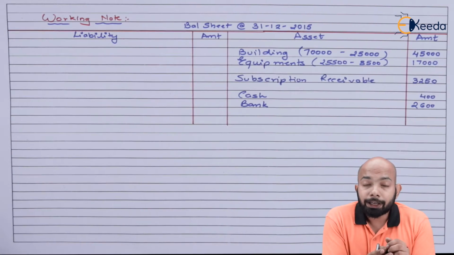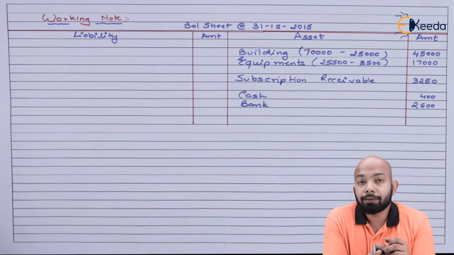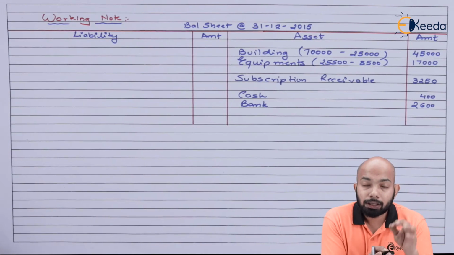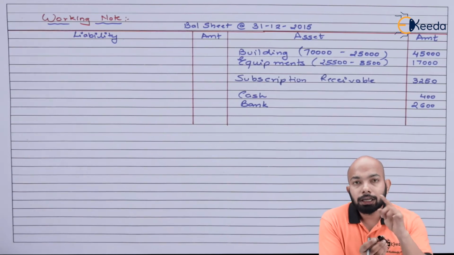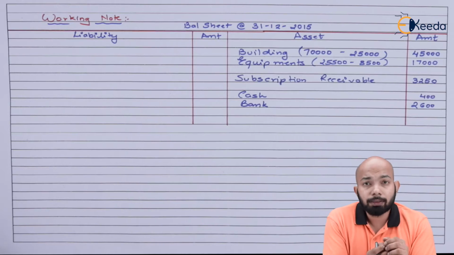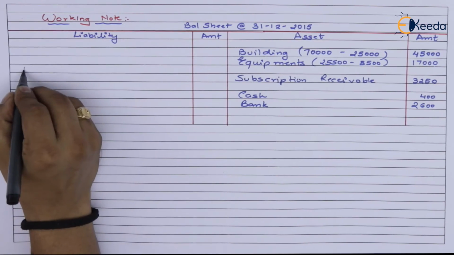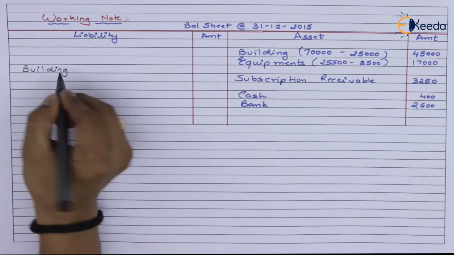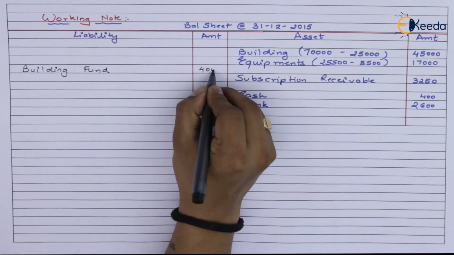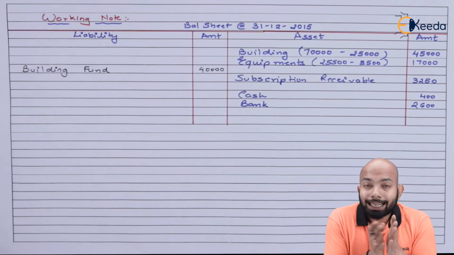Now, in the adjustment, they have mentioned building fund as of 1st of January 2016. That means 1st of January building fund is equivalent to the 31st of December 2015 itself. So that will be mentioned here. So that has been mentioned.